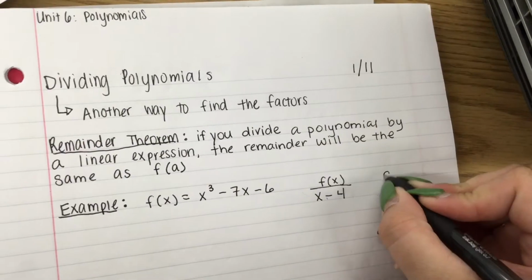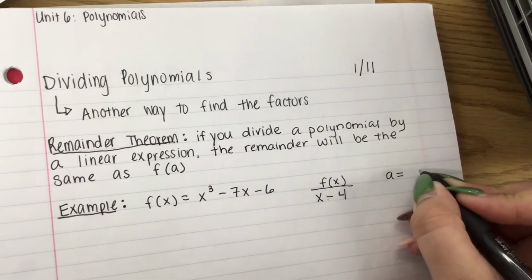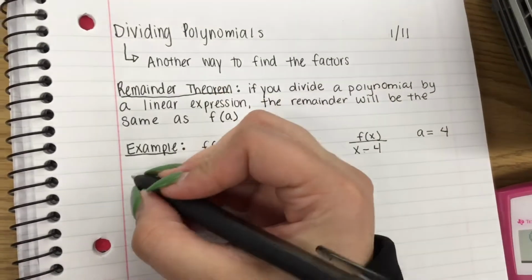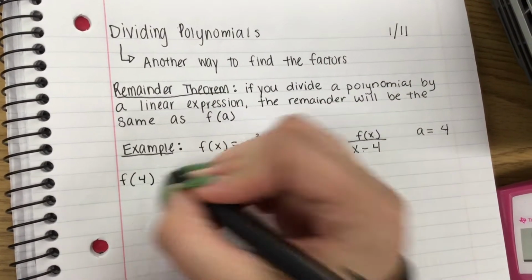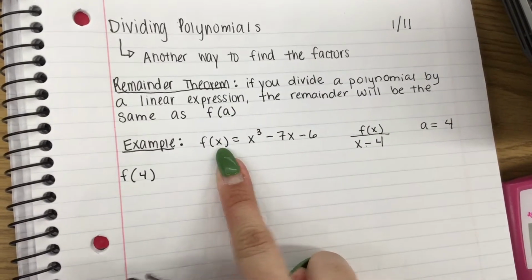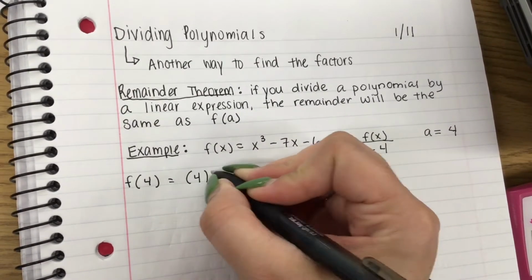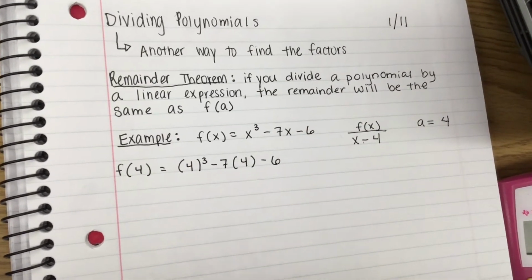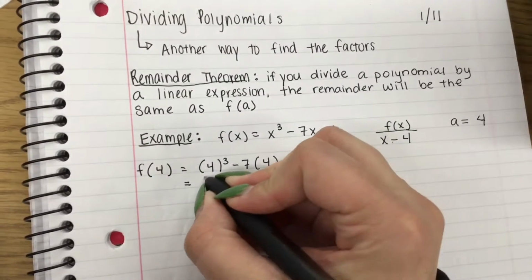If we were to set that x minus 4 equal to 0, we would get positive 4. That's going to be the value that we plug in for x to use the remainder theorem. So whatever value that we get for f of 4 is going to be the remainder for this division problem. Knowing what the remainder is going to save you time a little later on.